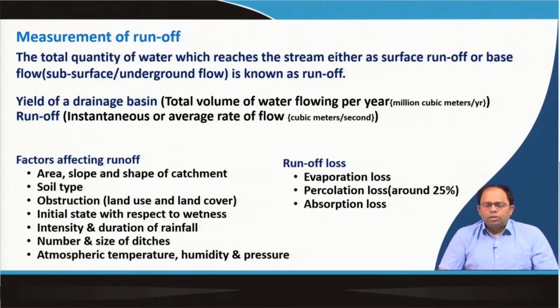So first is the evaporation loss, the amount of water that is evaporated from the surface itself. Then the percolation loss, that is the amount of water which goes below the ground and becomes groundwater eventually. We can assume something around 25%, but it varies of course. And then there is absorption loss. This is by the plants. That means the plants will take away some of the water, and then eventually they will let it out by evaporation or transpiration. This is the absorption loss by plants.